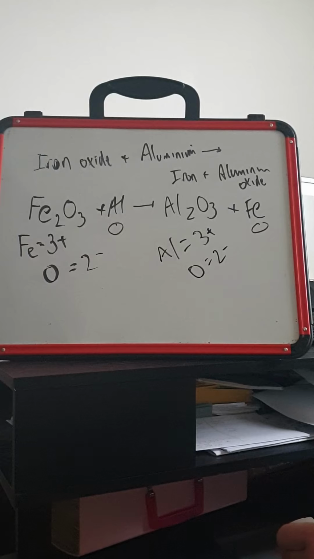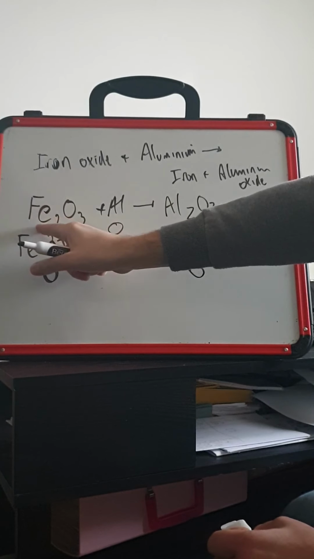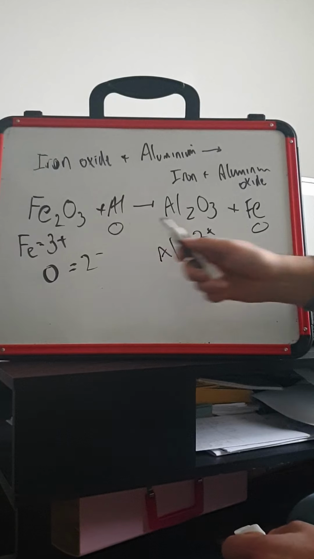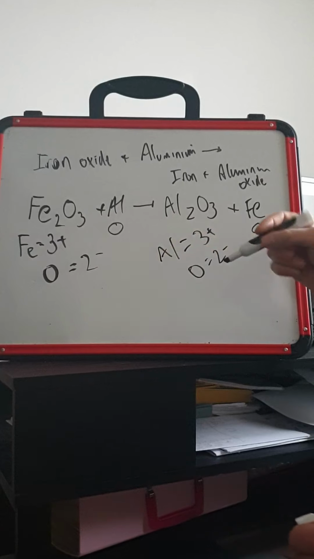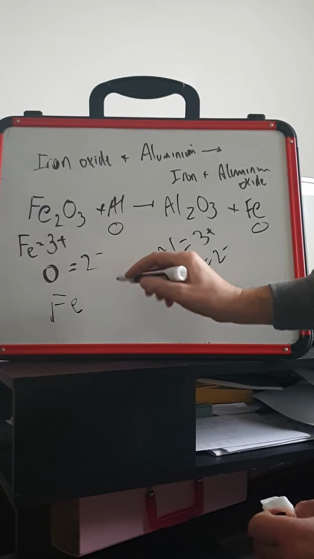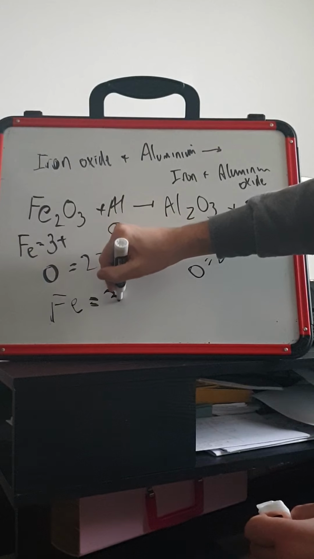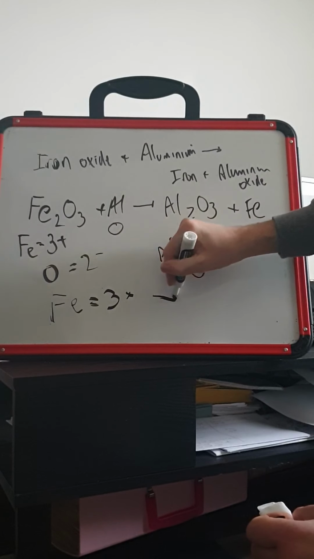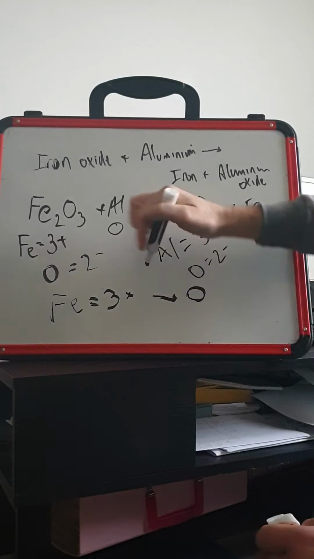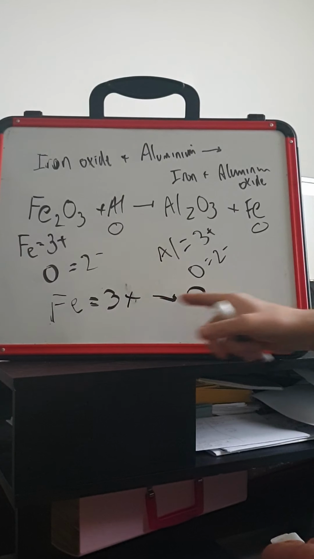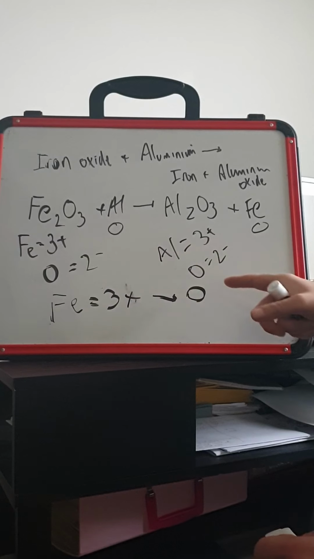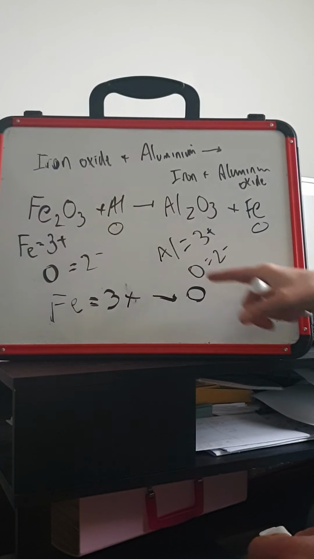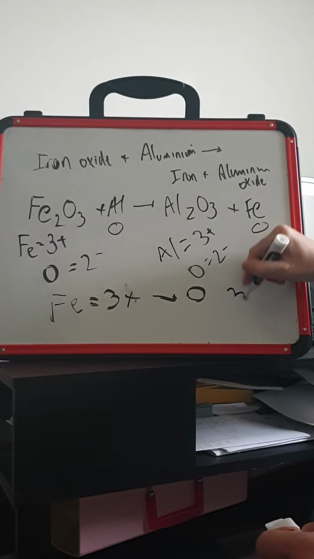So let's look at what's happened here. Iron's gone from Fe3+ to Fe0. In other words, the oxidation state's gone from 3+ to 0. To go from 3+ to 0, you would have had to have gained 3 electrons. Because to get rid of that 3+, you have to gain 3 electrons. So in other words, iron's gone from Fe3+ to 0, it's gained 3 electrons.